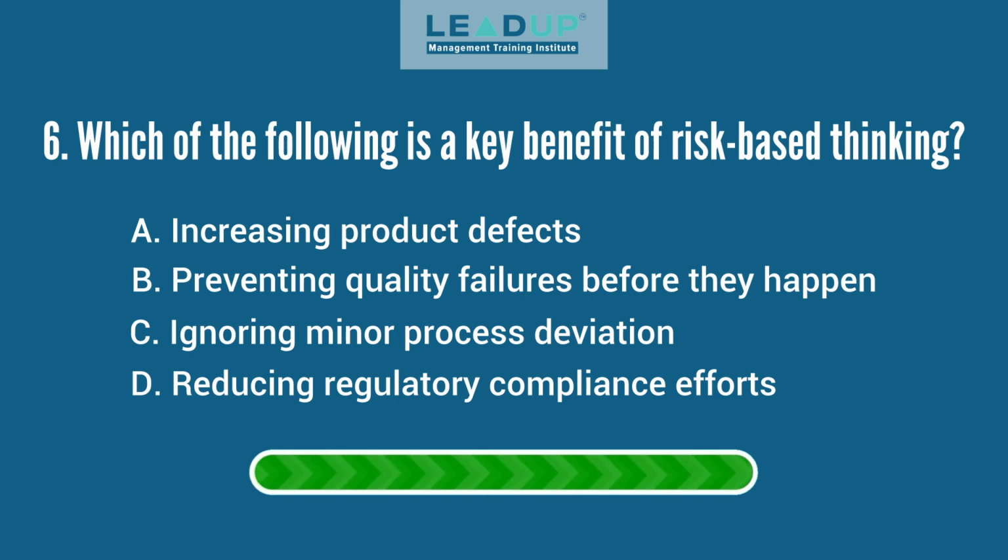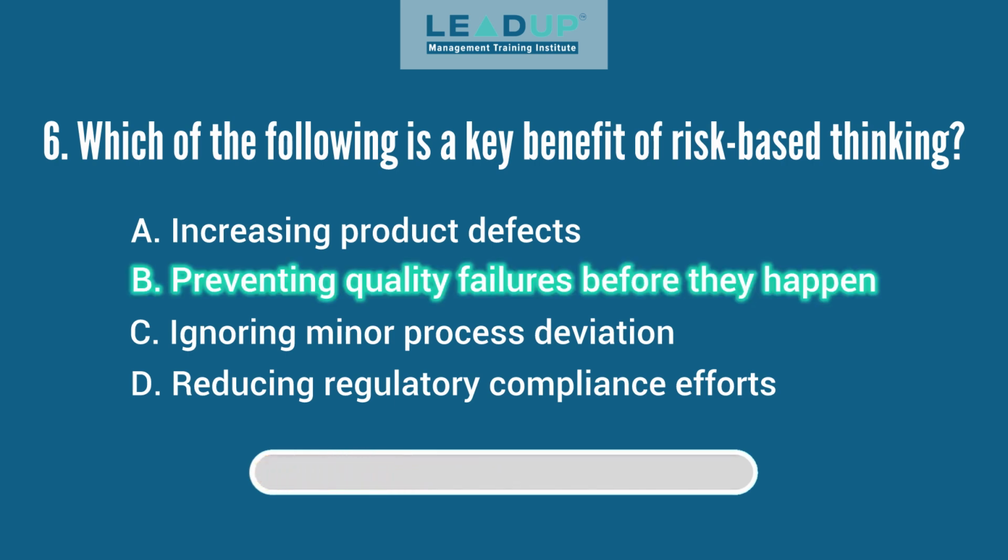Question 6. Which of the following is a key benefit of risk-based thinking? A. Increasing product defects. B. Preventing quality failures before they happen. C. Ignoring minor process deviations. And D. Reducing regulatory compliance efforts. The answer is preventing quality failures before they happen.